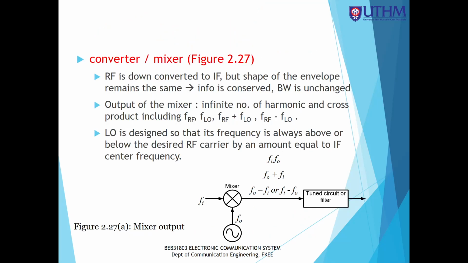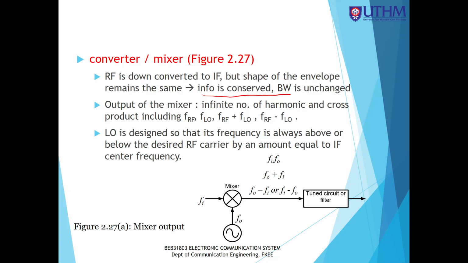So we already began the RF section, which will select only a portion of the RF bandwidth received from the antenna. Now the signal passes through the converter. The mixer converter will down convert the RF frequency band into the intermediate frequency band. And when we down convert, the bandwidth will be preserved.